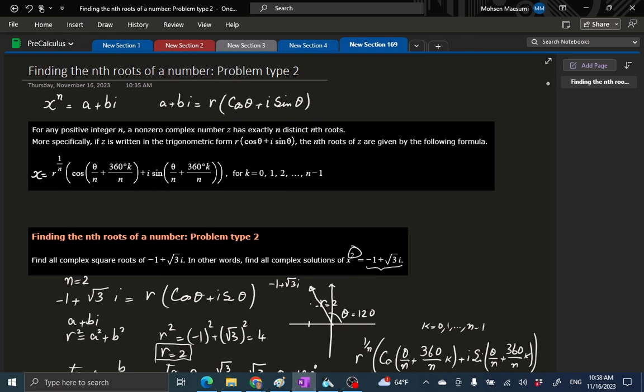We write it in polar form. Then we get an r and theta. R is raised to the power of 1 over n. Theta is divided by n. And then we turn by angles of the polygon, which is 360 degrees divided by n. We have to have n roots at the end.